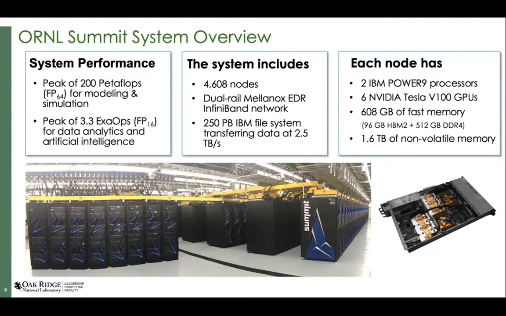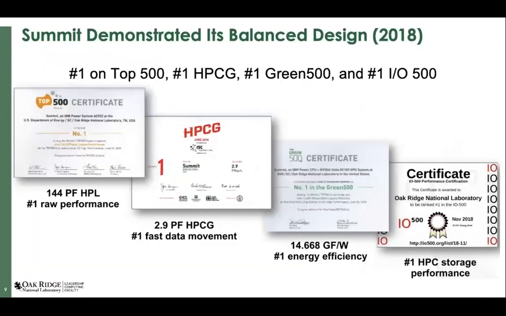So we will look at the node in detail in the next slides, but it has 2 IBM Power 9 processors supporting 6 NVIDIA Tesla GPUs, and it has 608 gigabytes of fast memory with 1.6 terabytes of non-volatile memory support. So back in 2018, it demonstrated its wide variety of balanced performance.